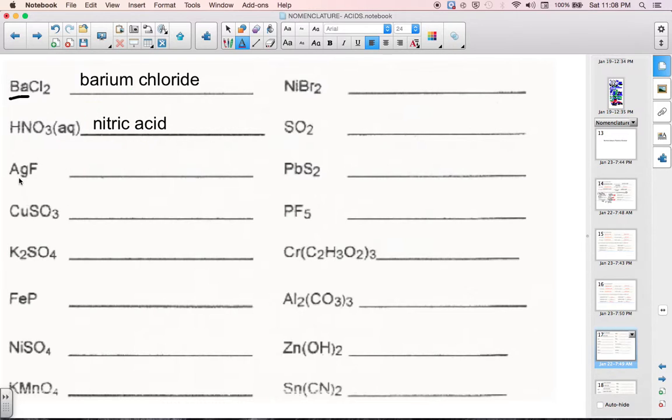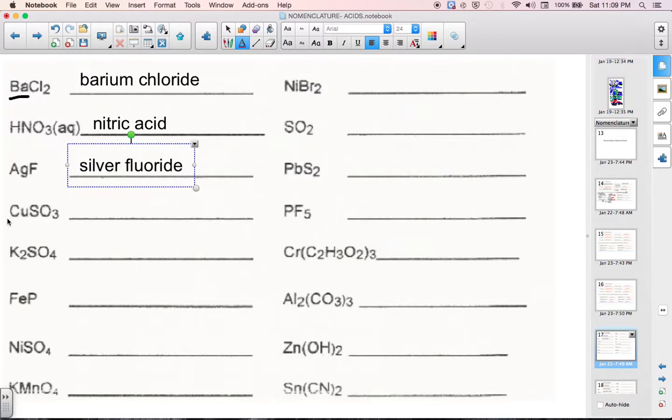Silver, Ag, I know it's silver, I know it's a metal, so I have to use the ionic naming system. The question is, is it going to require a Roman numeral or not? In this case, if you look at the back of the periodic table, Ag has only one oxidation number, so it does not require one. But if you use it, it's not wrong.